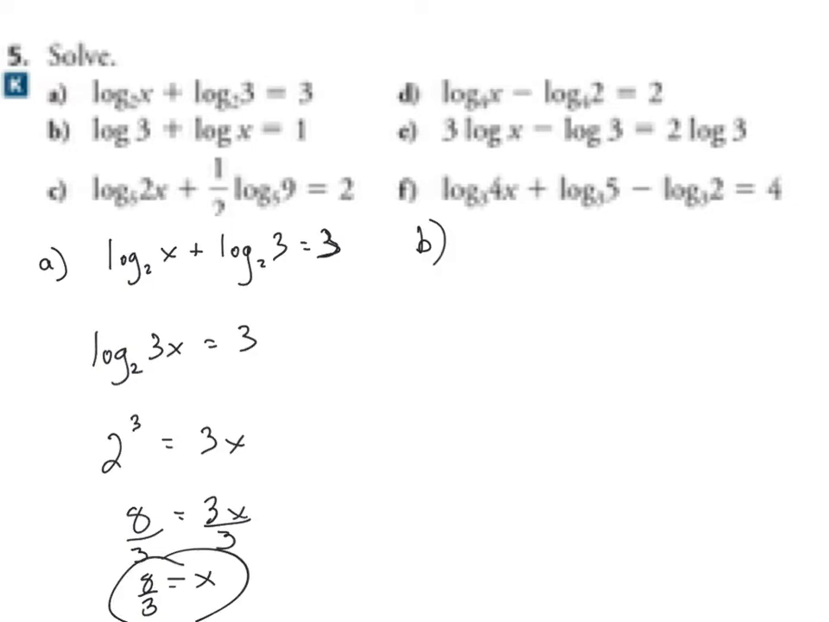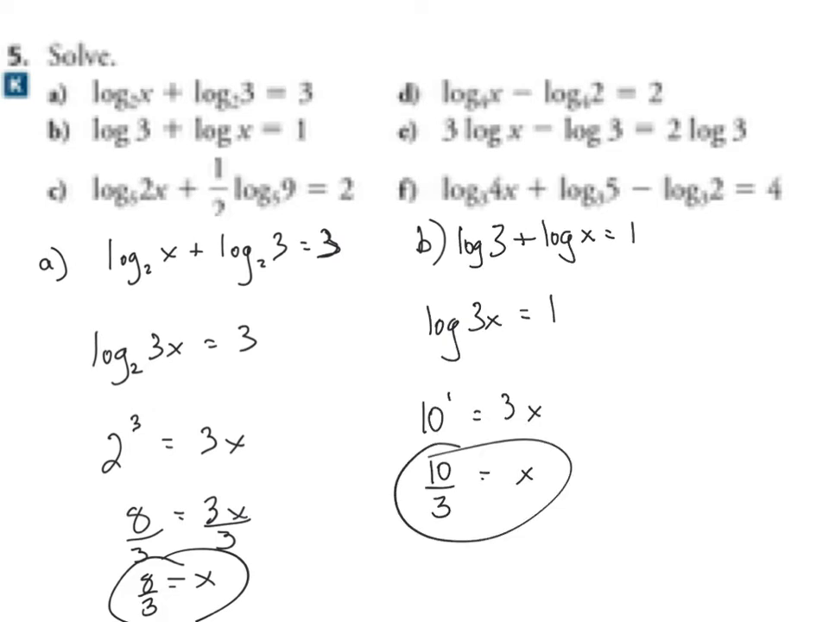Part B. So for that one, by the way, you just had to remember your log rules. When you have a log with a certain base plus another log with that base, then it's equal to the log with that base of those two multiplied. So 3 times x. Part B, we got log base 10 of 3 plus log base 10 of x equals 1. So log base 10 of 3x equals 1. So that means 10 to the power of 1 equals 3x. So x equals 10 over 3. 10 to the 1 is just 10. 10 over 3.